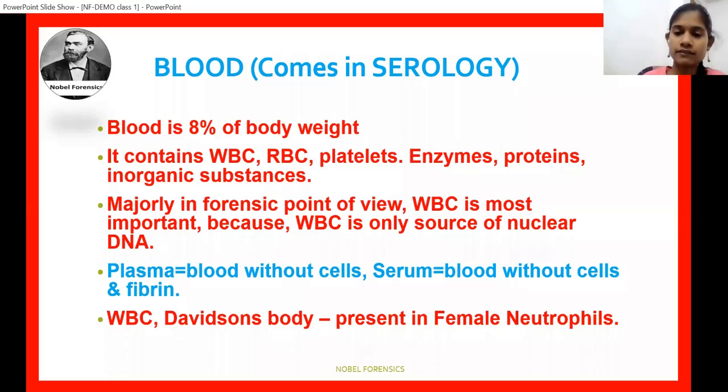Along with the Davidson body, there are F bodies and Barr bodies. F bodies are present in male blood, so with F bodies we can identify gender, and also Barr bodies, which are also present in females. So with the Davidson body and Barr bodies, we can identify the female sex, and with the F bodies, we can identify the male sex.